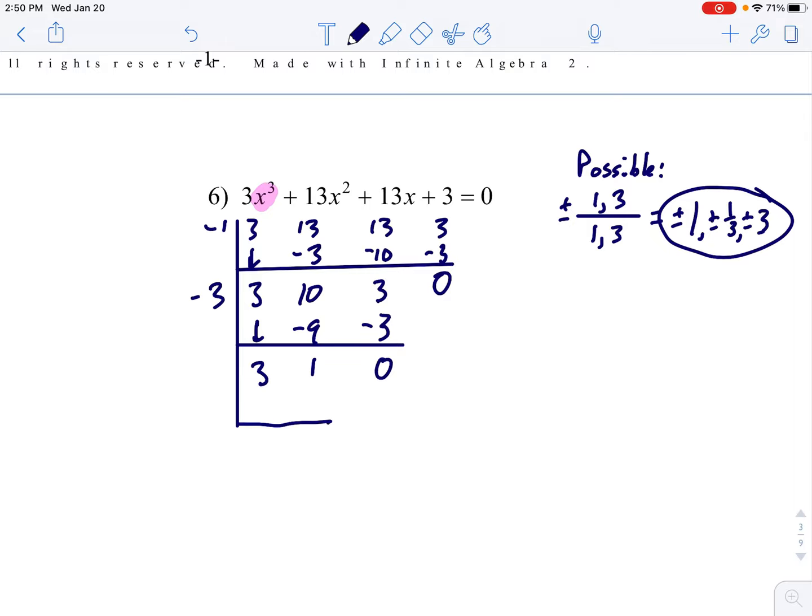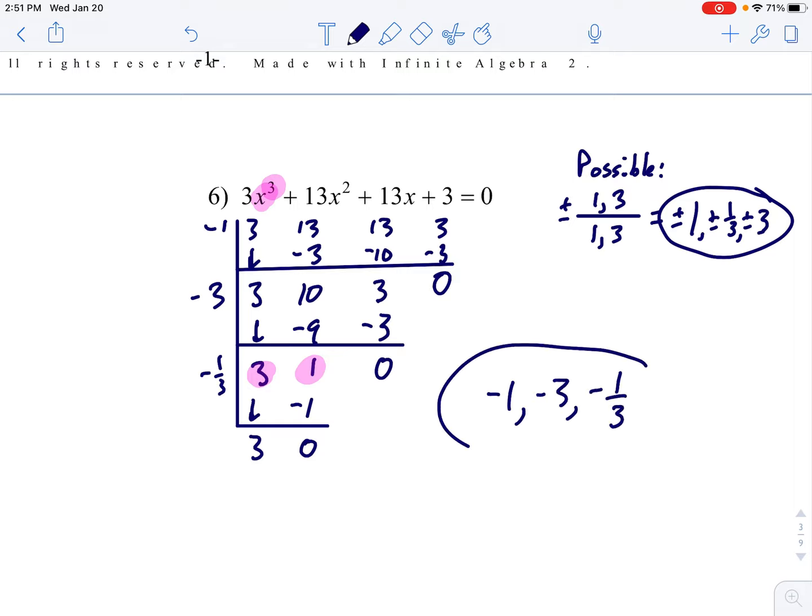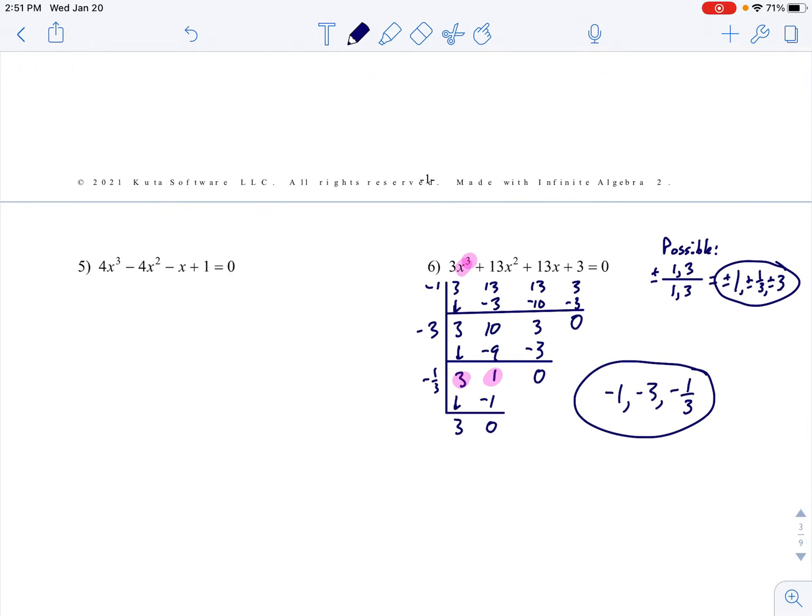Now here we have one more, right? There's 3 total. We found 2. Can you look at the 3 and the 1 here and just kind of reason through it? What's going to work? I think it's got to be -1/3, right? To cancel out the 3 and the 1. Bring down a 3. -1/3 times 3 is -1. 1 minus 1 is 0. So we get -1, -3, and -1/3 as our three roots, or three zeros.